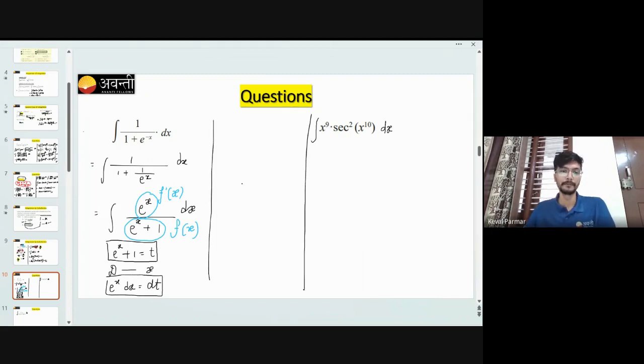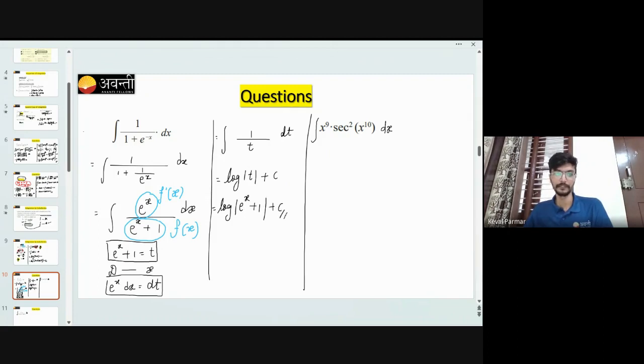So if I substitute these both in my question, it will become very simple. What will it look like? It will be integration of e raised to x dx will become dt. So in the denominator, we have e raised to x plus 1, which is t. Very simple. What is integration of 1 upon t? It is log mod t plus c. Now obviously we need to resubstitute. So we'll write it as log of e raised to x plus 1 plus c, in place of t.